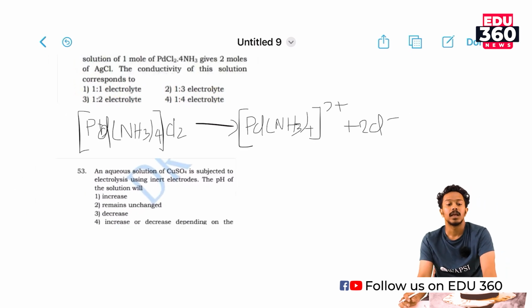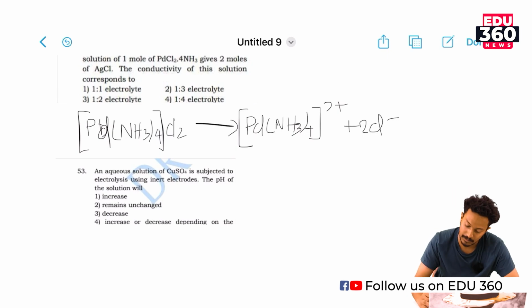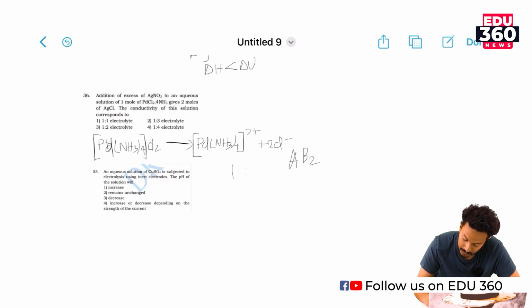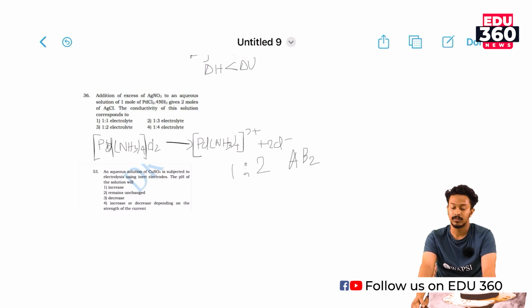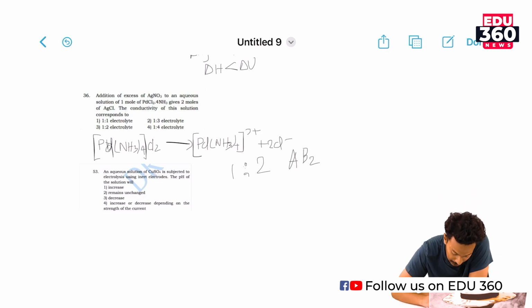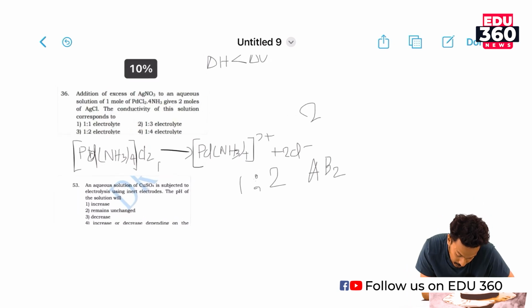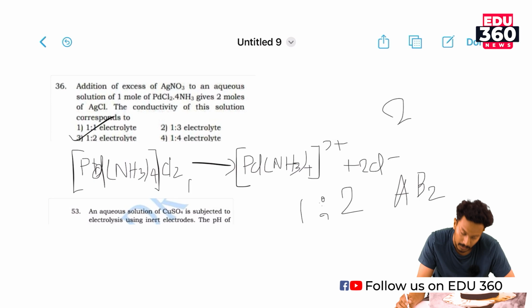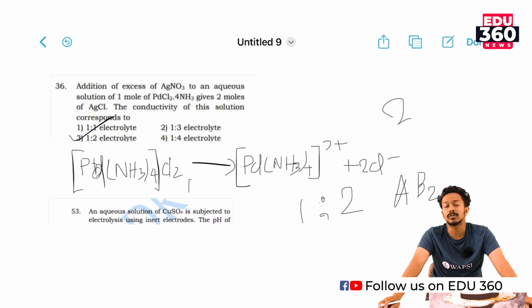Okay, here this is an AB2 type electrolyte. Okay, AB2 type electrolyte, which gives 1:2, isn't it? There is 1 complex ion in here, then 2 chloride ions around here, which gives 1:2. So the correct option would be option number 3. Okay, you could easily attempt this question by writing out the coordination compound complex in every reaction.